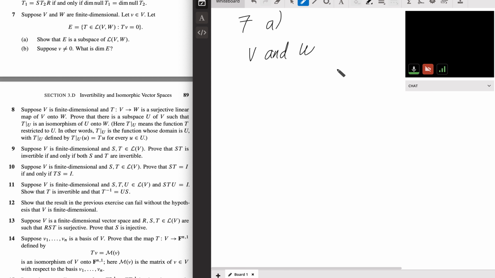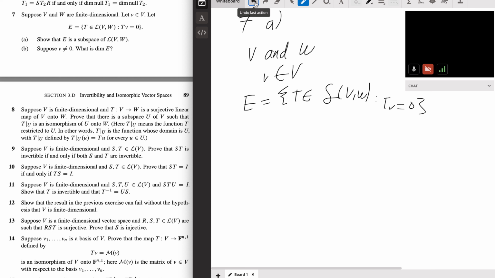Suppose V and W are finite dimensional. Let E be inside some vector space. Then you have this is true. Yeah, this is obviously a subspace. Okay, I keep saying obviously. I should not. I'm sorry.